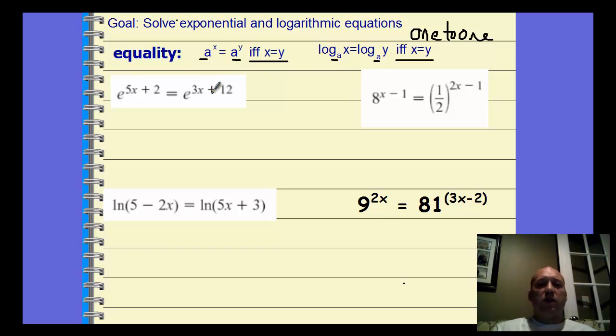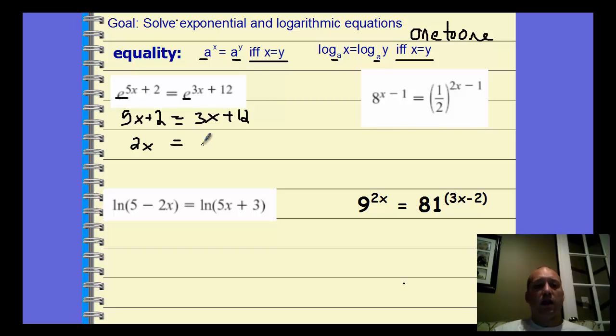So to set these up, to solve these, since we have base e for this example, since both sides have base e, there's only a single term and a single term here, then the exponents have to be equivalent. The only way for this to be a true equation is if 5x plus 2 has to equal the other exponent, 3x plus 12. And then we can solve this out by normal, subtracting 3x to both sides, subtract 2 to both sides, divide by 2 to find x is 5.